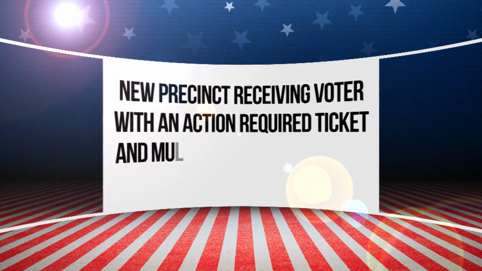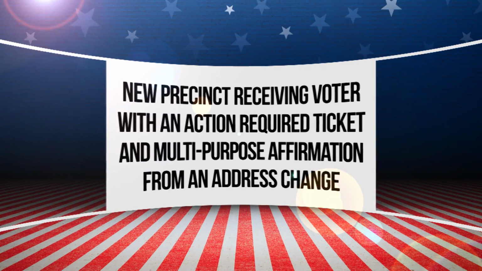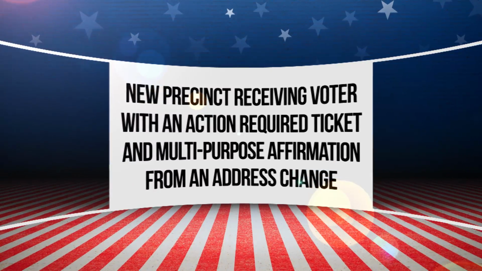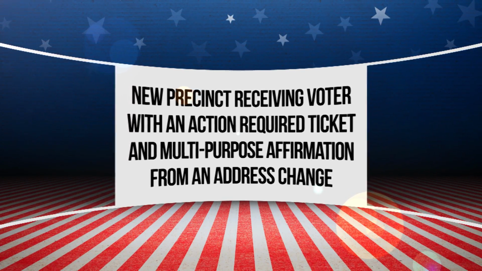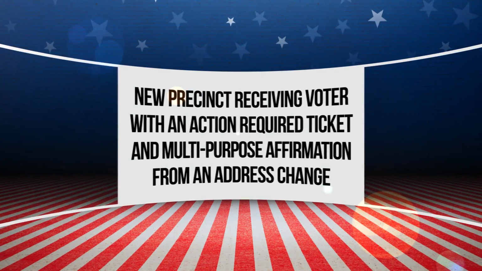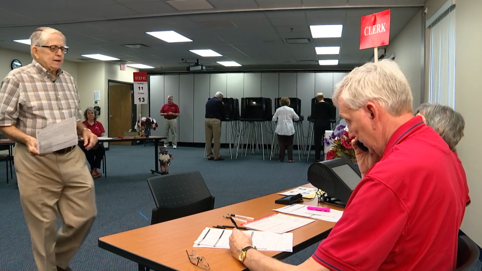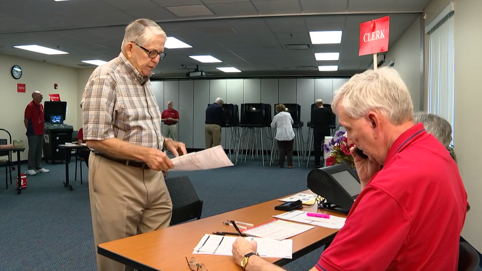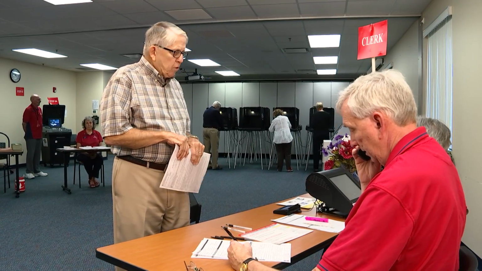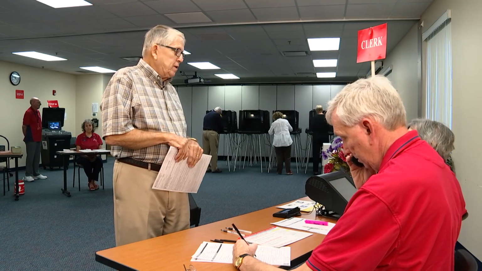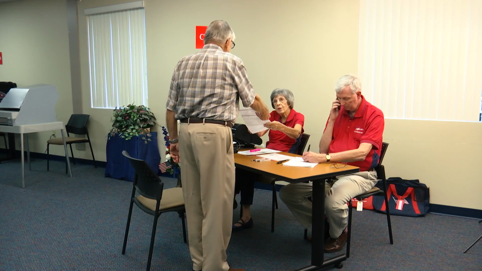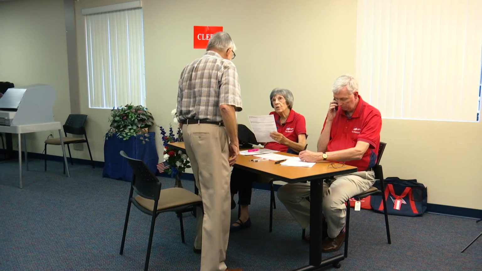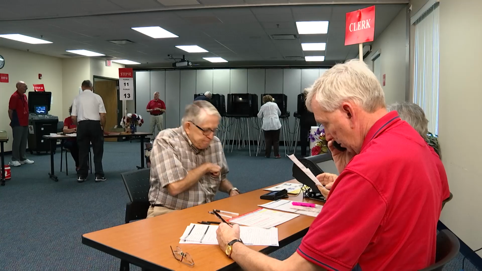When a voter arrives at a new precinct with the action required ticket and multi-purpose affirmation, the voter may go directly to the clerk's table where the check-in process will take place. I was just at another precinct, and since I've moved, I was informed I don't vote at that precinct anymore, and I'm to vote here. And they told me to give this to you. Very good. We can take care of that. May I see your picture and signature ID?